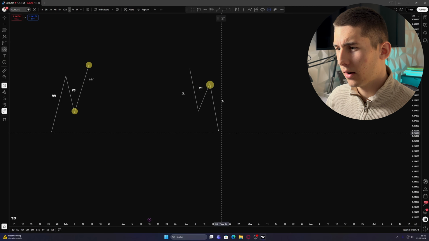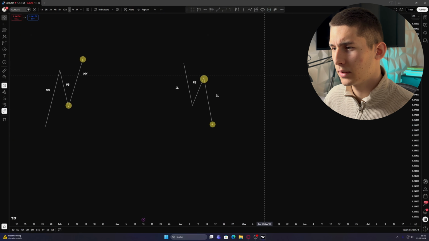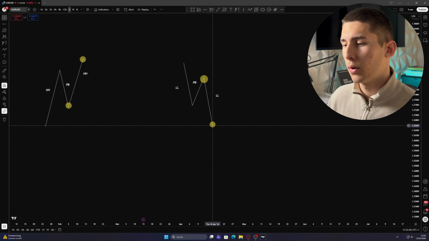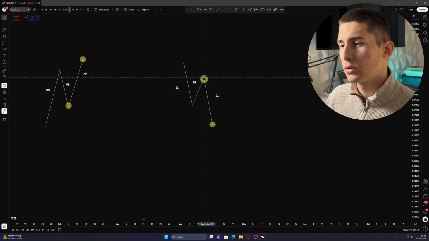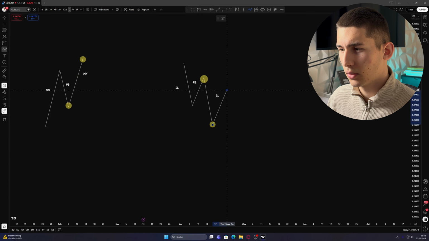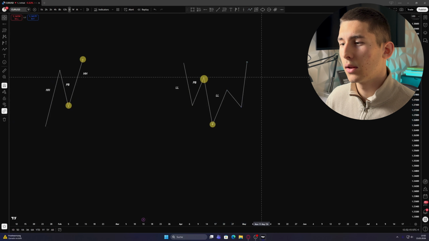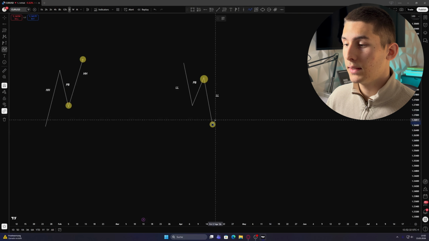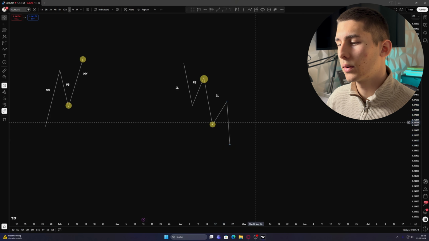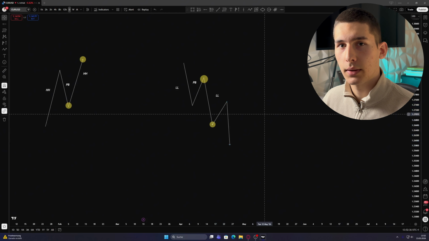This principle also applies to the downtrend. We have a so-called controlling lower low and a controlling higher low. If our controlling higher low gets broken, we are no longer in a downtrend. But if our controlling lower low gets broken, we are continuing the downtrend.